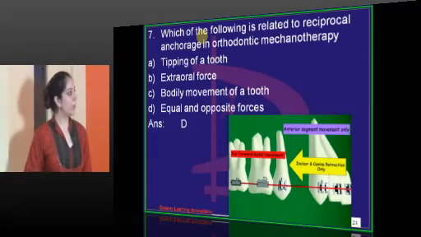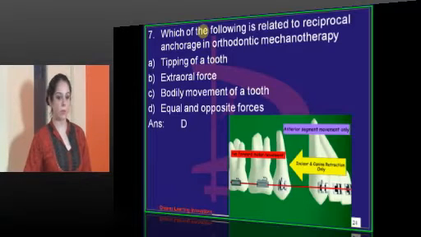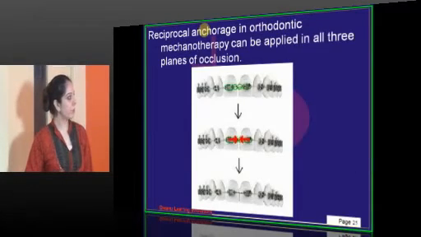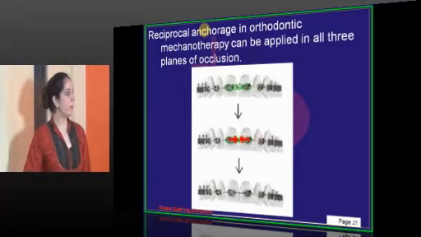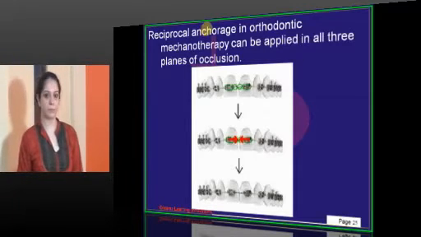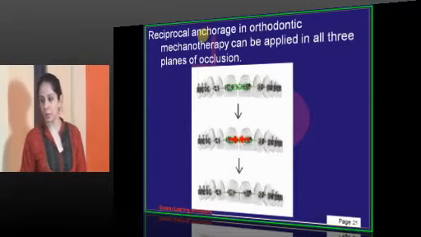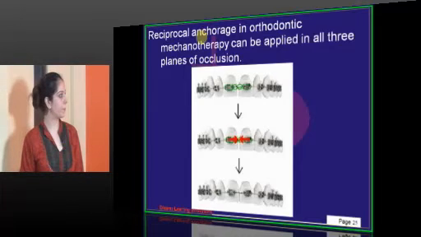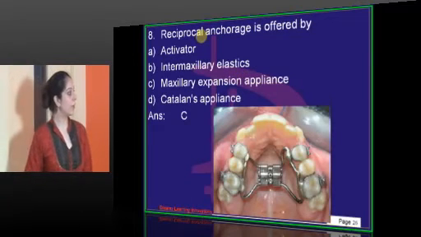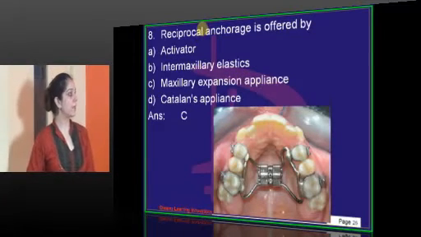Now, which of the following is related to reciprocal anchorage? It is basically equal and opposite forces, like was discussed previously in the definition. Reciprocal anchorage can be applied in all three planes of occlusion. It can be anterior, posterior, vertical, any of them. Reciprocal anchorage is offered by a maxillary expansion appliance.